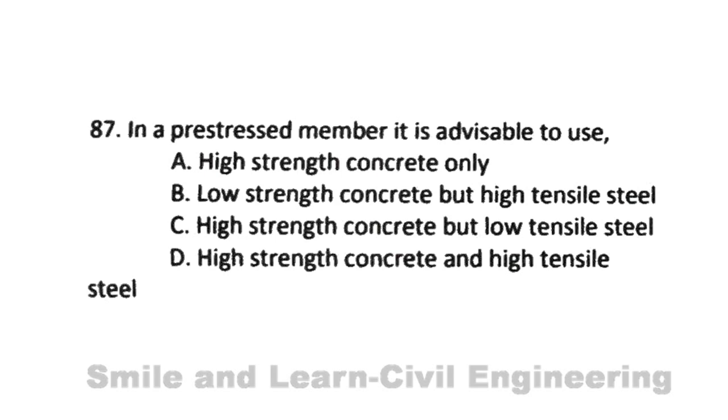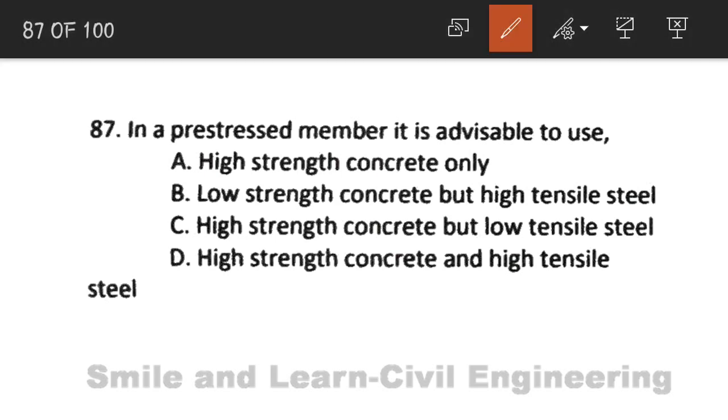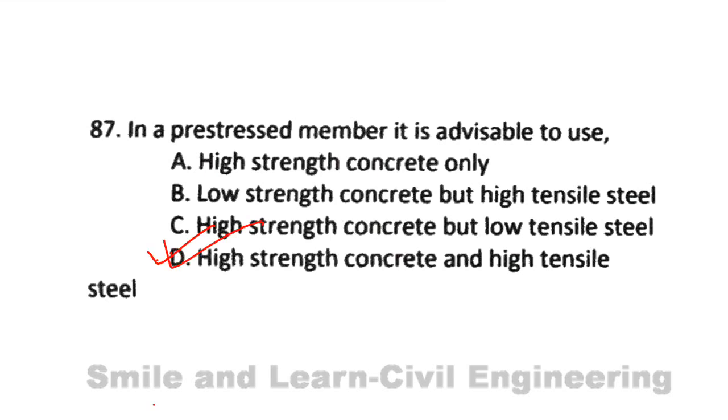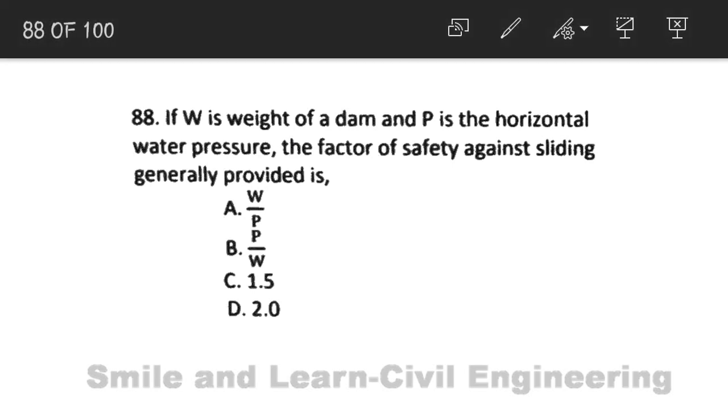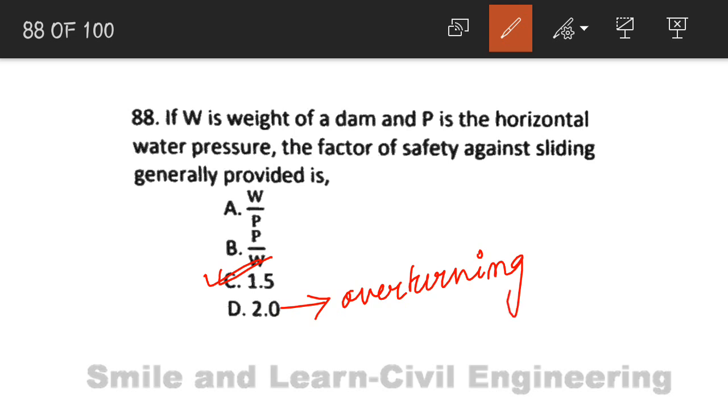Next question, in a pre-stressed member, it is advisable to use, so we will use high strength concrete and also high strength steel, option D. Next question, if W is the weight of a dam, P is the horizontal water pressure, factor of safety against sliding. So in case of sliding it will be 1.5, and in case of overturning, this is important, in case of overturning it will be 2.